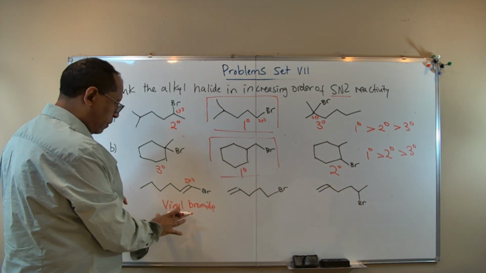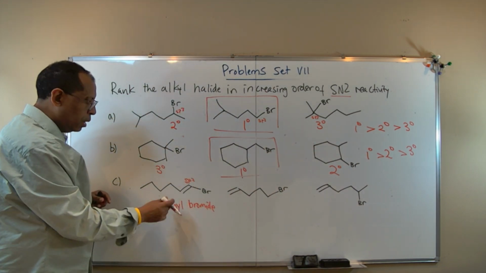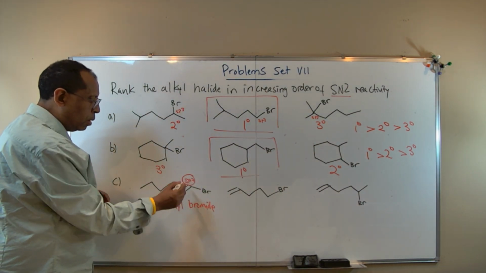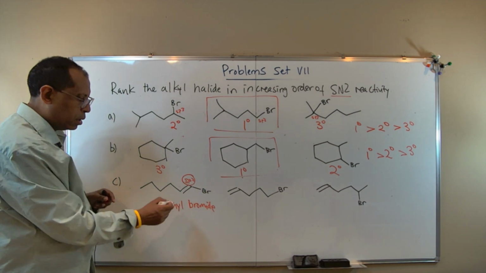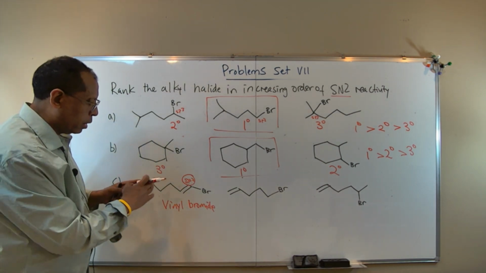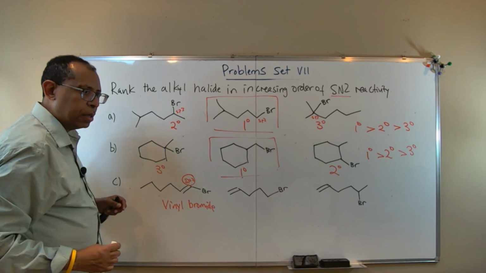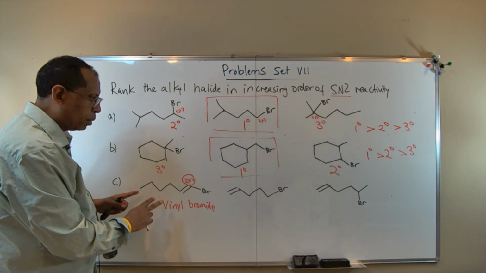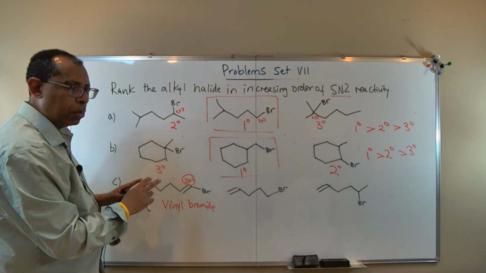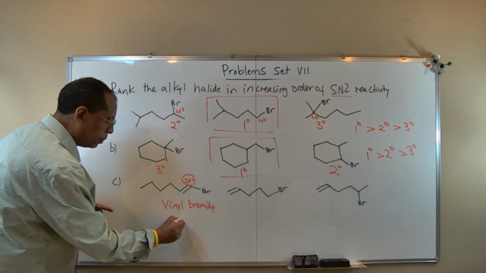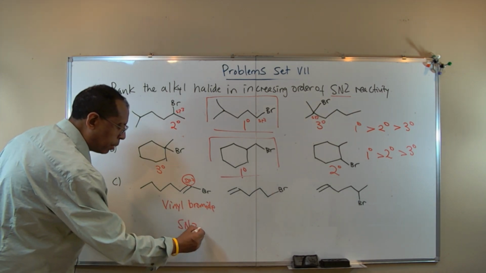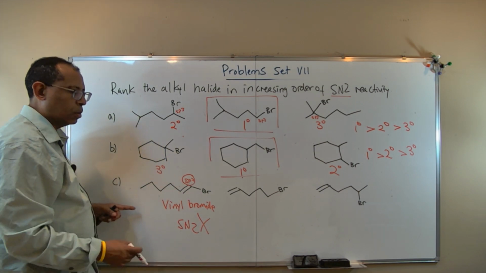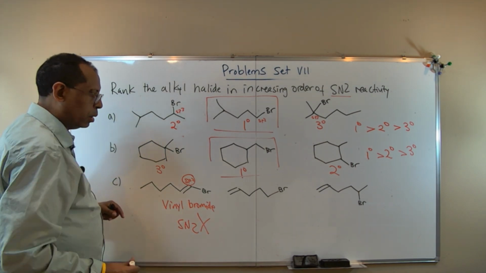But here it's very different from the others. It is on sp2. It's called vinyl bromide. It's directly attached on the double bond. It almost doesn't react in SN2. No SN2 type reaction for this. So it will be the least one.